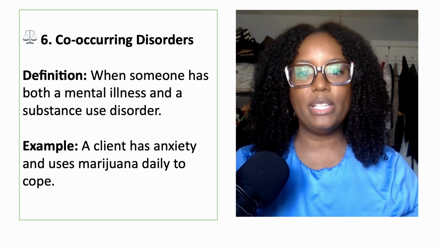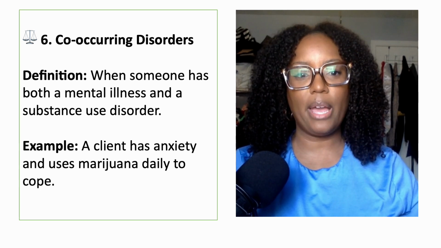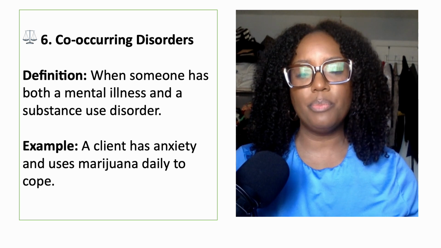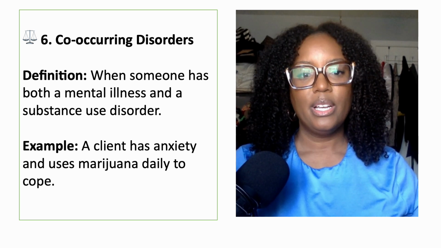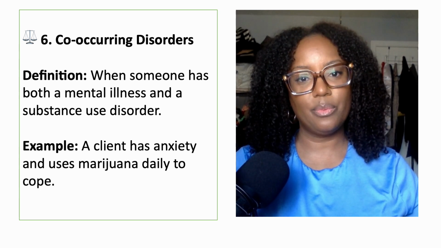Term 6 is co-occurring disorders. This happens when someone has both a mental health disorder and a substance use disorder at the same time. For example, a client who's dealing with depression and also smokes marijuana daily is considered to have co-occurring disorders. This is super important because both issues need to be treated, not just one.